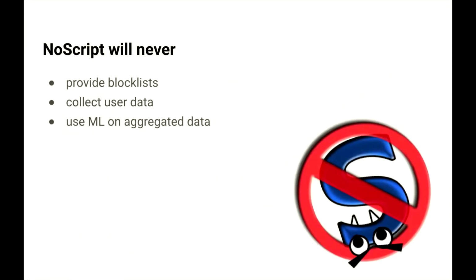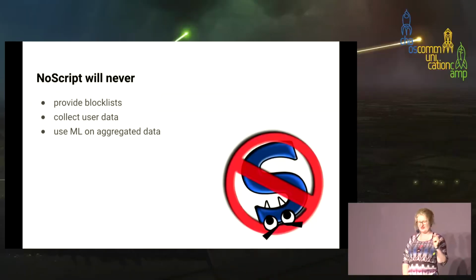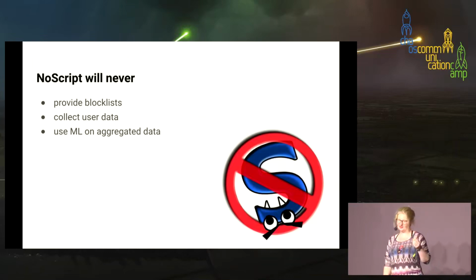So, who do we prioritize? It might be important to know that NoScript is never, ever going to provide a block list. That's just not something this tool does. NoScript is absolutely not interested in collecting user data and really not interested in using any kind of machine learning on aggregated data to be smart. NoScript is going to be dumb. That's part of its DNA and will always be the case.